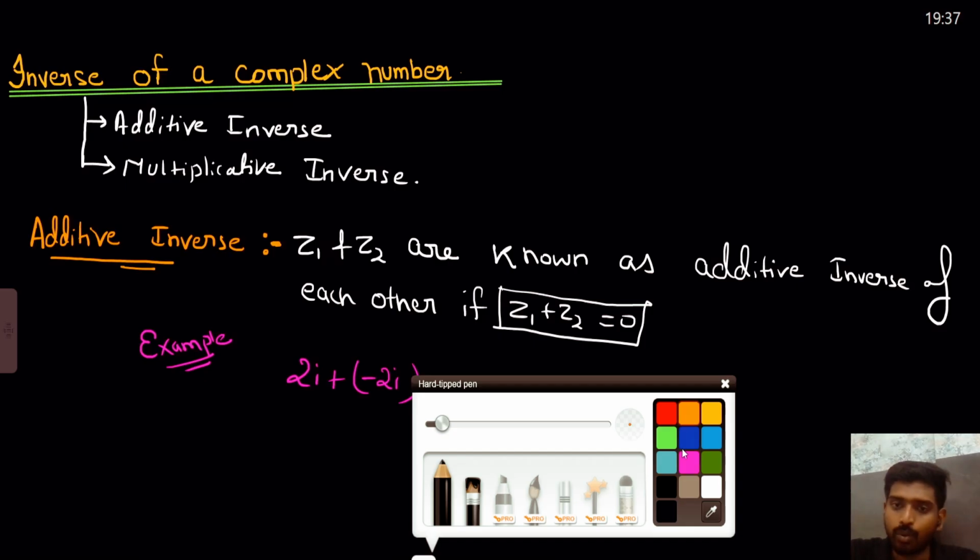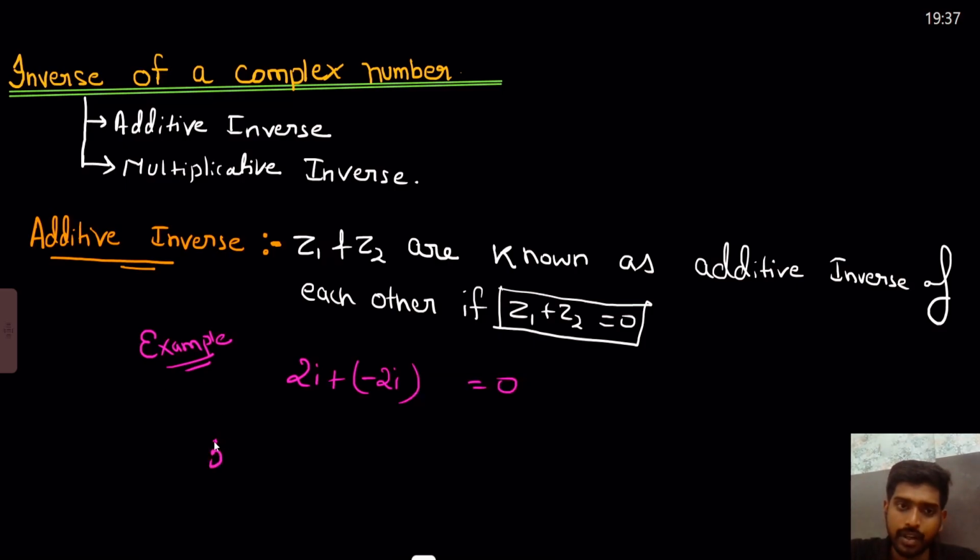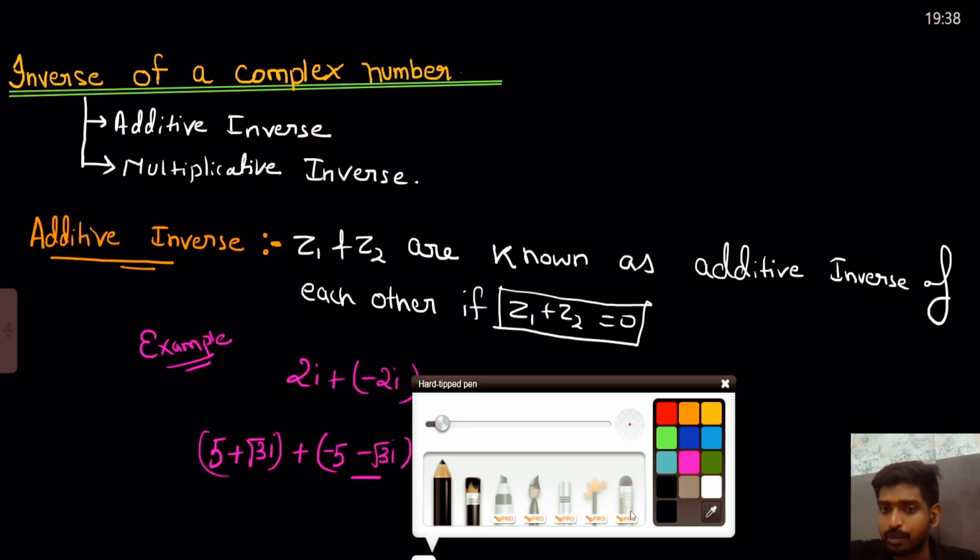One more example. What is the additive inverse of 5 plus root 3 iota? What will I add in this complex number to get 0? I will add minus 5 minus root 3 iota to get 0. So the additive inverse of 5 plus root 3 iota will be minus 5 minus root 3 iota. Or if I ask what is the additive inverse of minus 5 minus root 3 iota, it will be plus 5 plus root 3 iota.